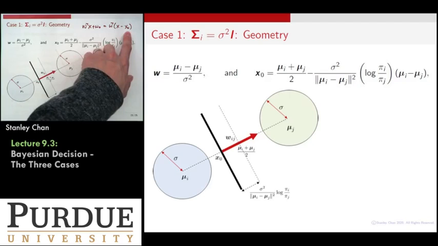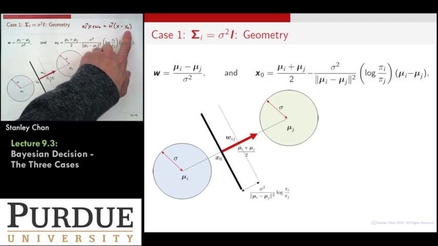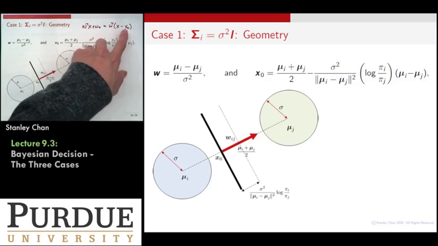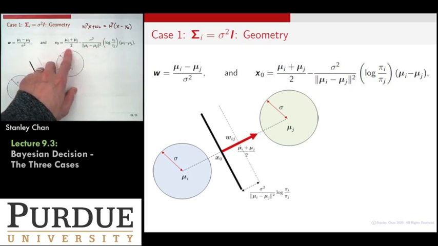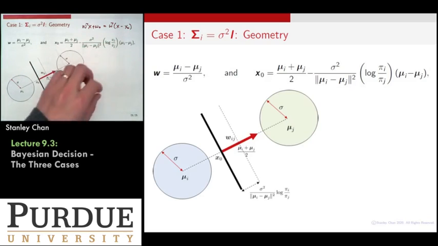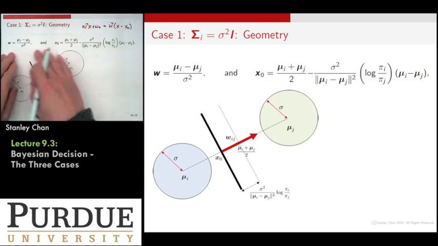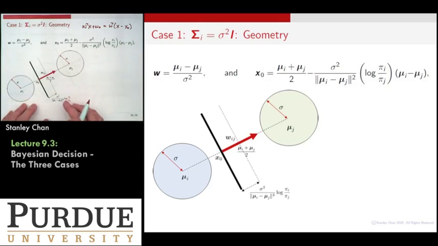Okay, so there always exists an x0 such that w transpose x0 will give you w0. So I can always find this w0. And it turns out that this x0 is given by this form. Okay, so that is the offset location. I want to express it in this way to explain a few phenomena.